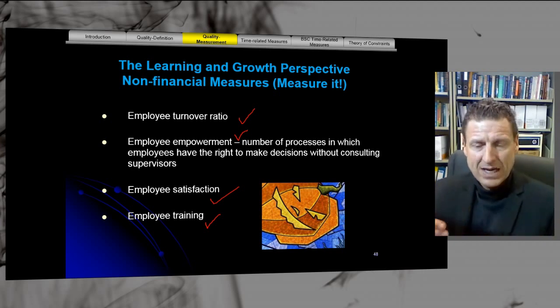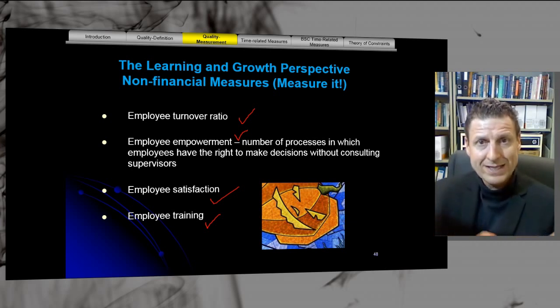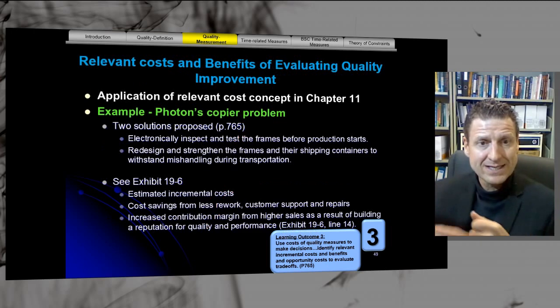On top of that, we did cover 3 different types of management models that could be used to help us investigate the internal business process perspective: the Pareto charts, the control charts, and the fishbone diagram. Yes. Let's go on to the next section.